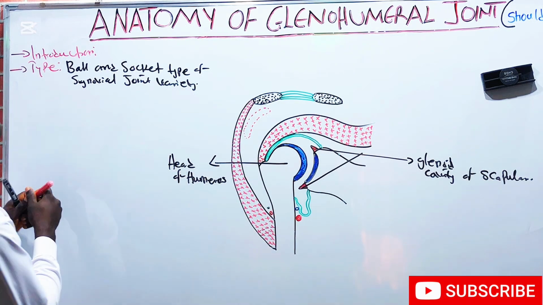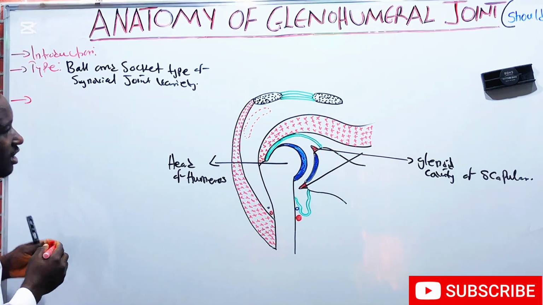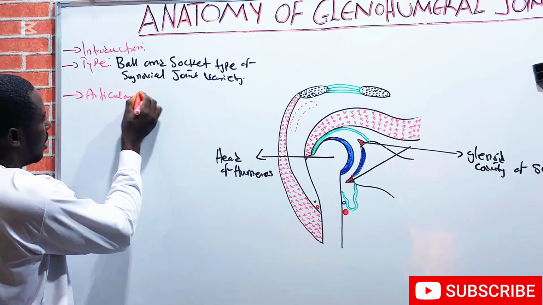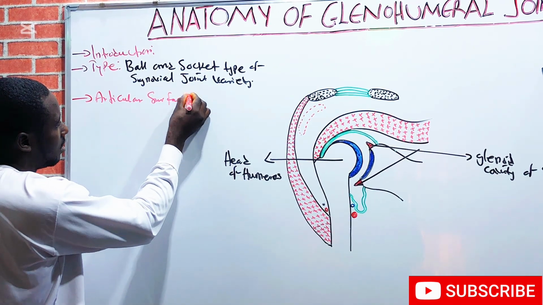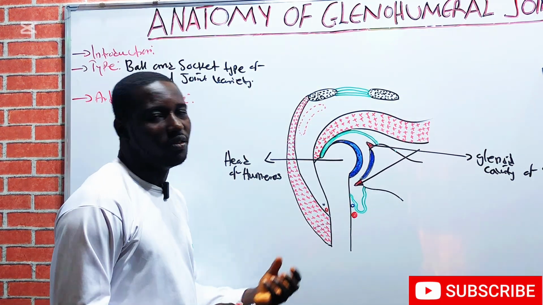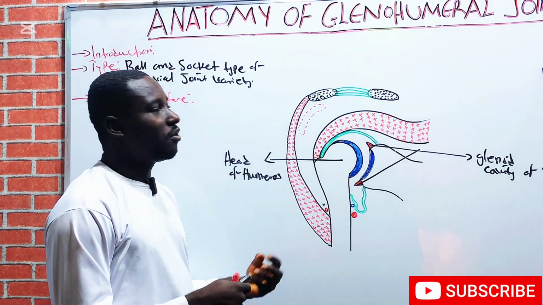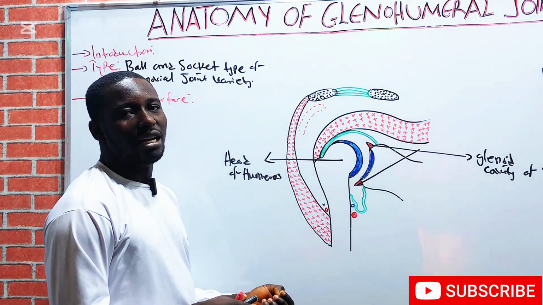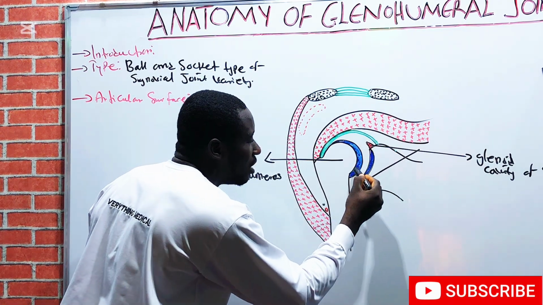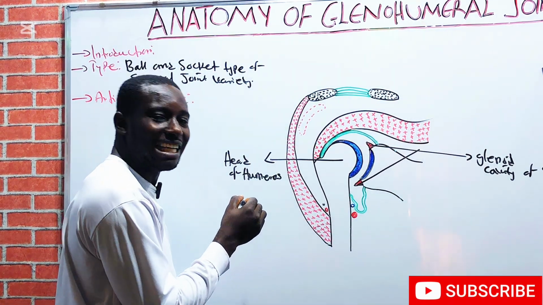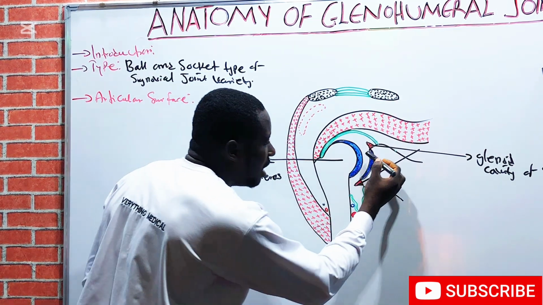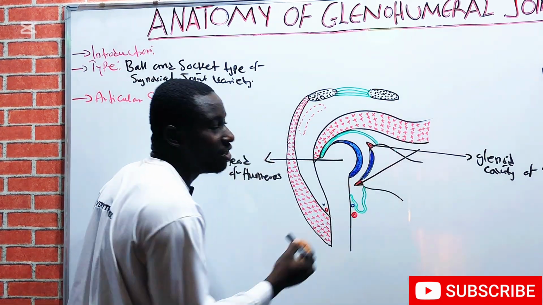Okay. So the next line is the articular surface. What are those surfaces that form the articulation of the joint? The articular surface of the shoulder joint is formed by the large round head of the humerus and a small shallow glenoid cavity of the scapula. A small shallow glenoid cavity of the scapula.